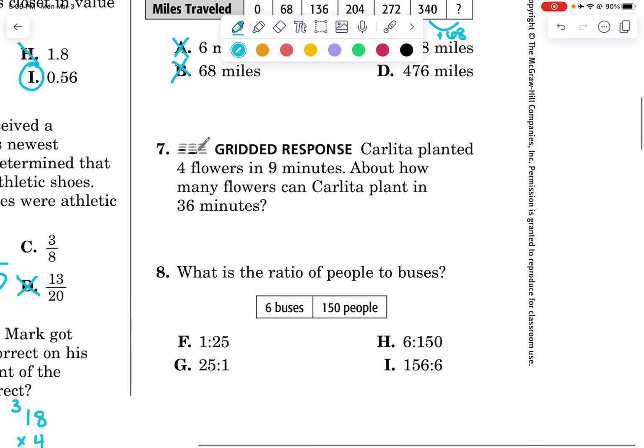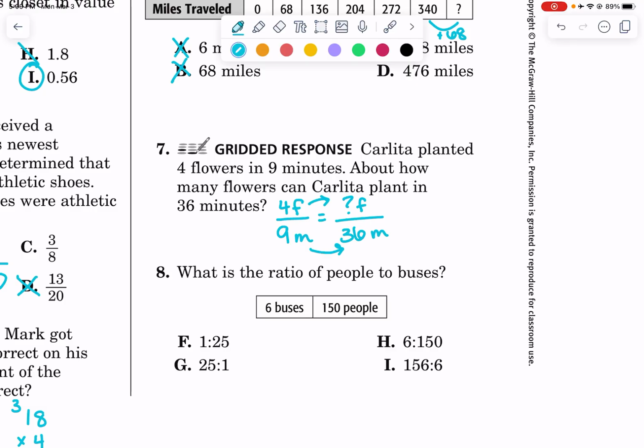Let's go to number 7. Carlita planted 4 flowers in 9 minutes. About how many flowers can Carlita plant in 36 minutes? So we have that she can plant 4 flowers. I'm just going to put F. In 9 minutes, I'll put M. How many flowers can she plant in 36 minutes? How many flowers? That needs to be lined up on top. 36 minutes on bottom.